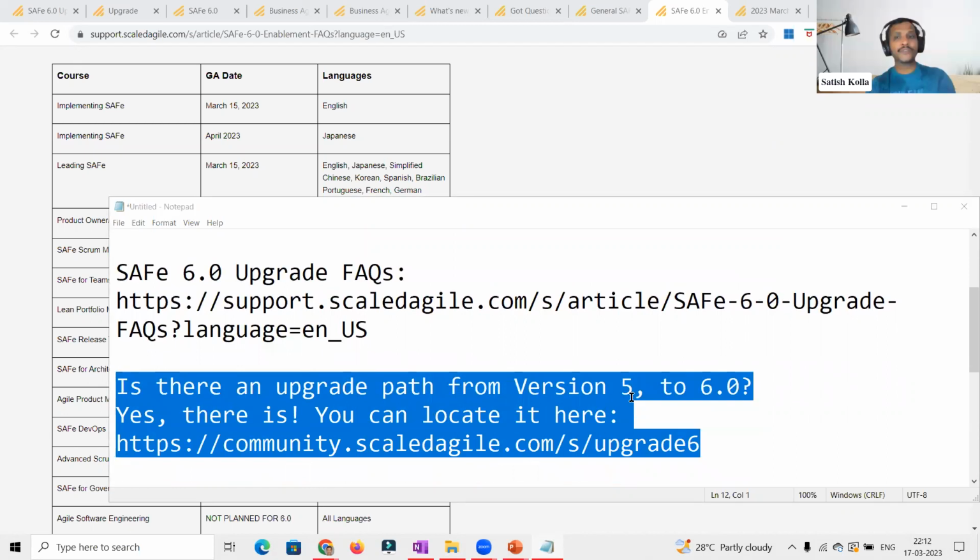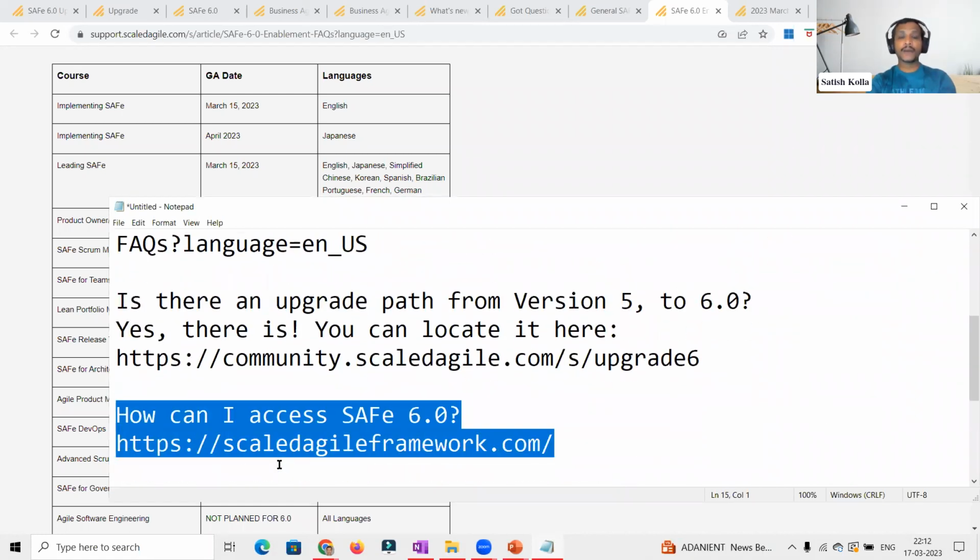And in case any of you are not seeing that version 5 upgrade link, you can use this link, upgrade 6, and using that, once you log into the course in the community, you can get the access as well.